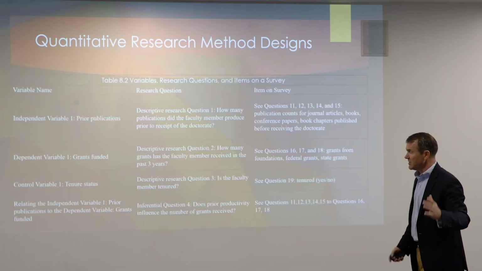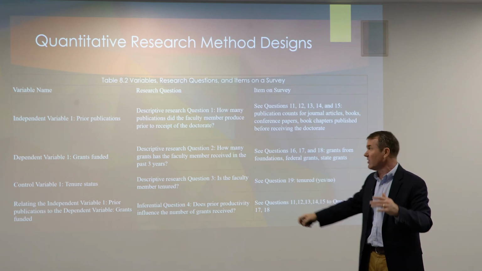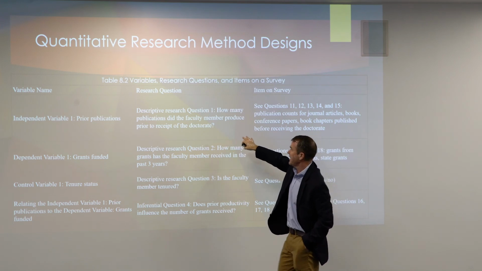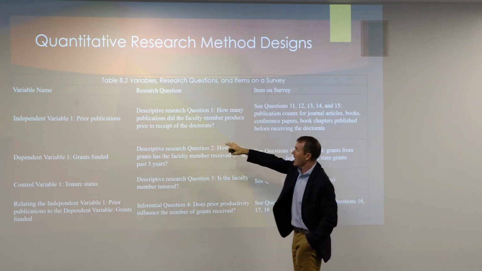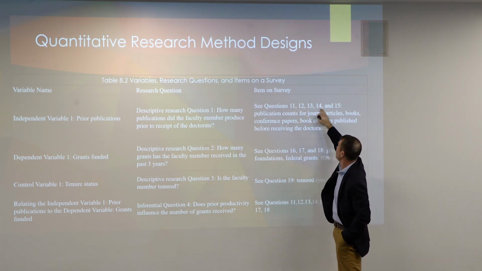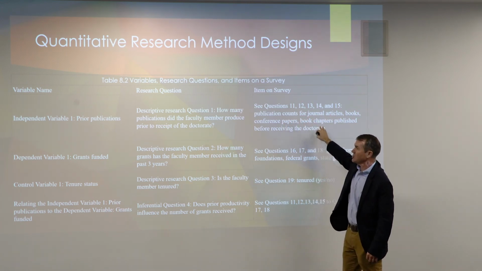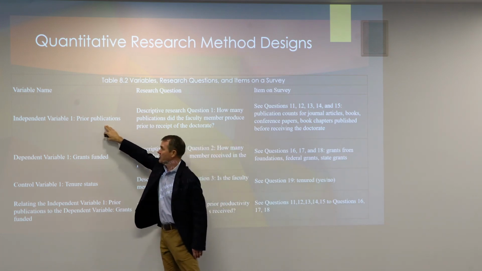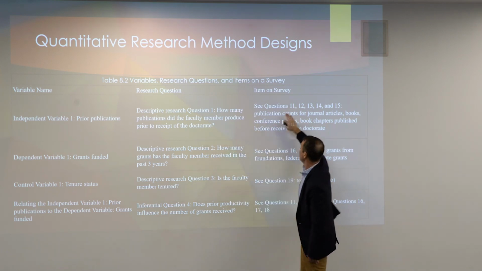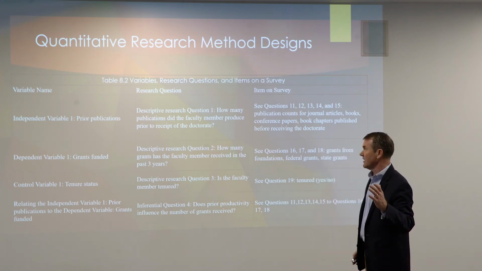There are variable research questions, and again, you're looking at variable 1 or variable 2, a control variable, what you're trying to do with the survey, and what questions you're asking. For example, if you have a research question, how many publications did the faculty member produce prior to the receipt of their doctorate exam? Then you could say questions 11, 12, 13, 14, and 15. And it says publication counts, it gives journal articles, books. So it shows how prior publications are measured, what questions on the instrument are asking that specifically, and then how those questions relate to the question and the variable that you're doing. So that's how you validate an instrument.